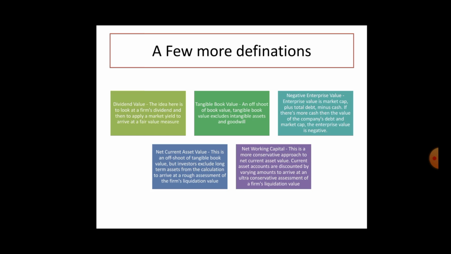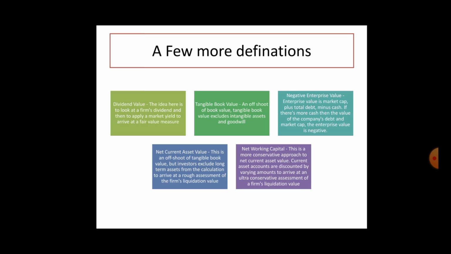Now, coming to a few more definitions, dividend value. The idea here is to look at the firm's dividend and then to apply a market yield to arrive at a fair value measure. Dividends can often continue when earnings drop, so this method is more conservative than earnings power value. With all of these sources of value listed here, investors usually make other adjustments.